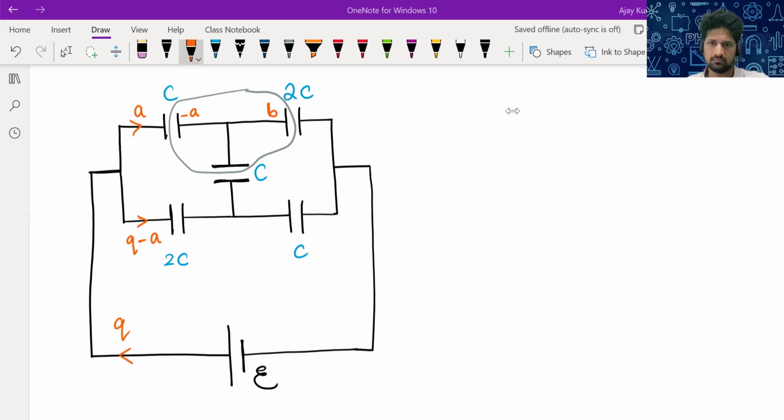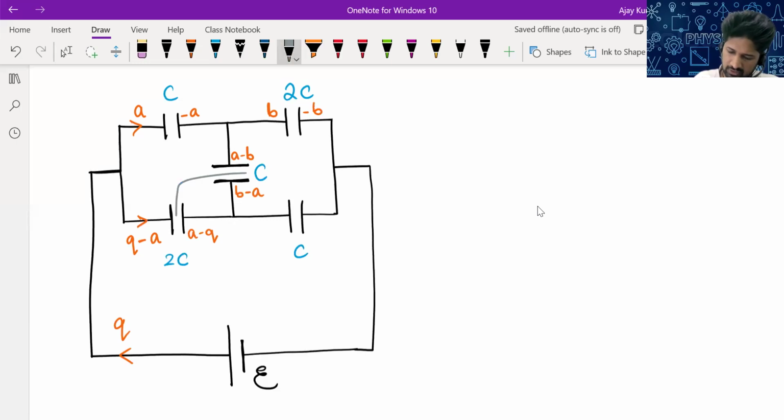So A minus B. Correct. It will be A minus B, such that the total charge on that isolated region is 0. That is what we mean by the isolated region being neutral. If that charge is A minus B, this charge will be B minus A. Now you see one more. On the 2C capacitor, if this is B, this will be minus B. If this is Q minus A, this will be A minus Q.